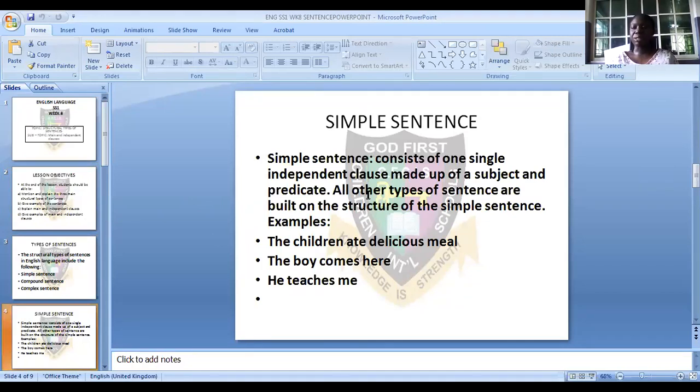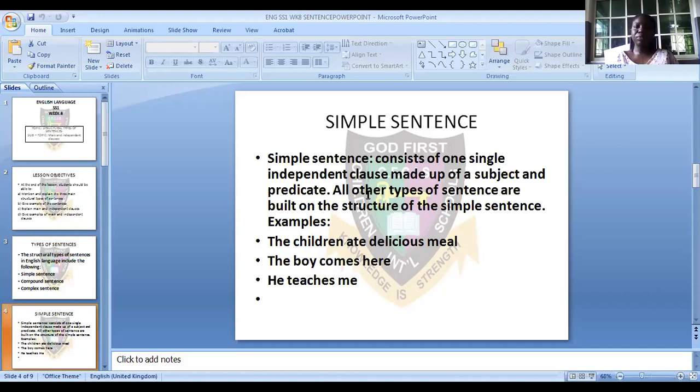made up of a subject and predicate. It consists of one single independent clause made up of the subject and the predicate. The predicate is also the verb. Now, all other types of sentences are built on this simple sentence. So, in essence, the simple sentence is the bedrock, the basis of every other type of sentence. It is to this simple sentence that we add other elements to form the other types of sentences.